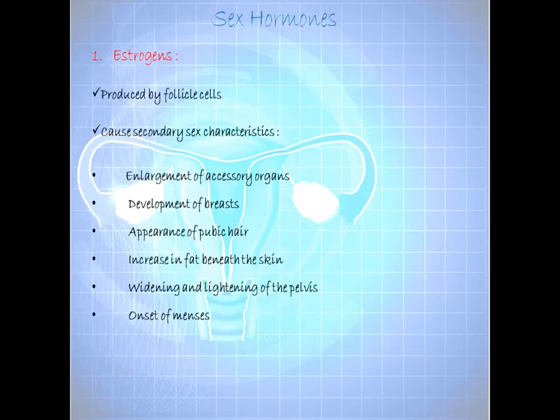Next one is the sex hormones. First one is estrogen. Produced by the follicular cells, it causes the secondary sex characteristics. In that, enlargement of accessory organs, development of breasts, appearance of pubic hair, increase in fat beneath the skin, widening and lightening of the pelvis, and onset of menstruation.